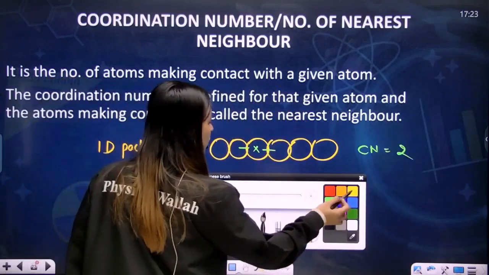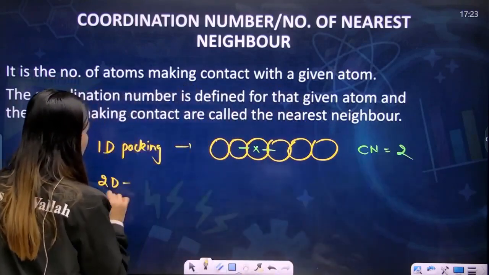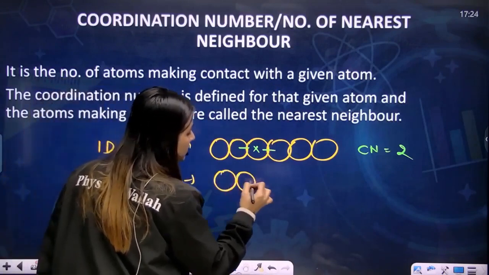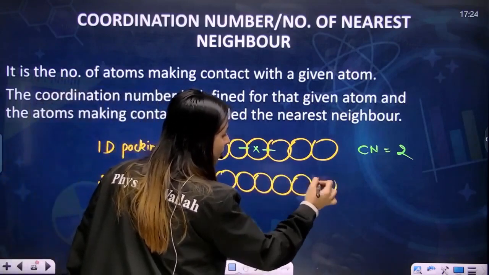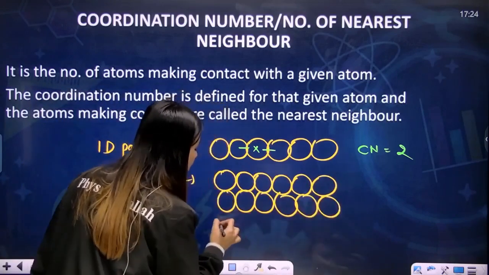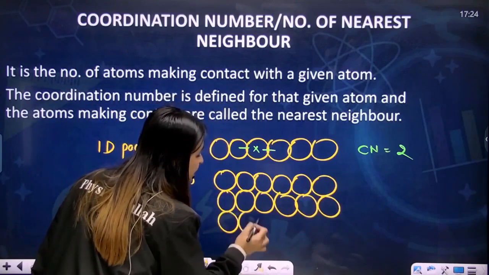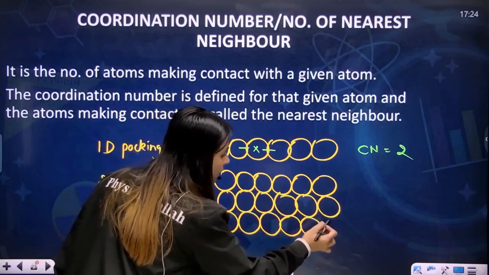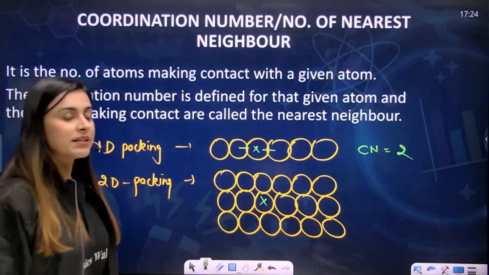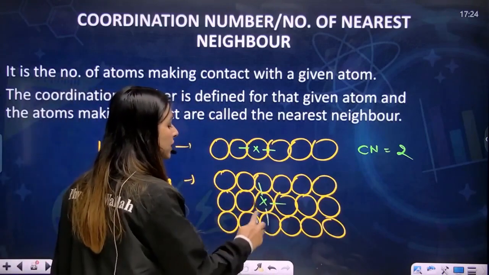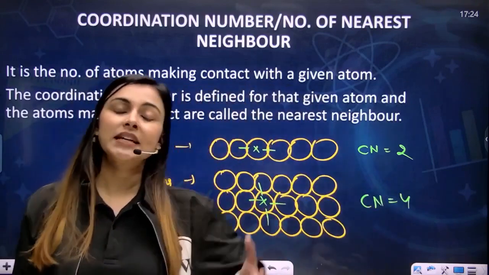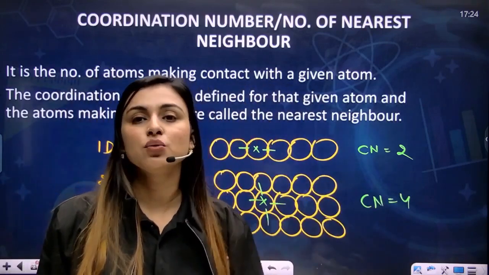Similarly, if I talk about two-dimensional packing, then you will have atoms something like this. Let's say you have atoms here. Now, can I ask you the coordination number of this particular atom? You will say, how many atoms are in direct contact? 1, 2, 3 and 4. So the coordination number is 4. So the number of atoms in direct contact with the atom gives you the coordination number.